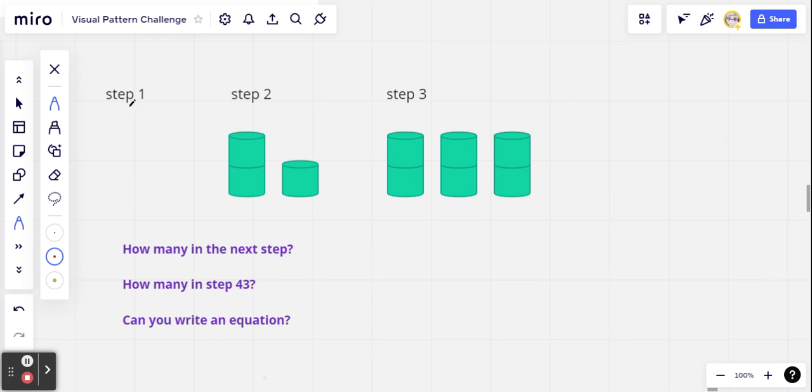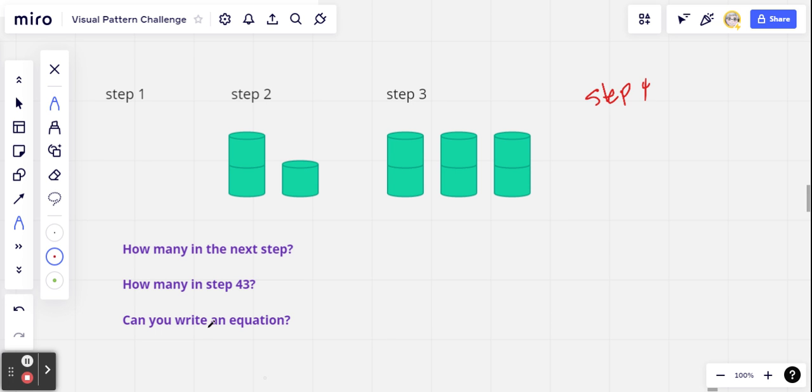Here's our pattern today. Here's step 1, which actually doesn't have anything in it. Here's step 2 and here's step 3. Your challenge is to predict the number of these green cylinders in step 4. If you can do that, can you predict the number in step 43? And can you write an equation that could be used to predict the number of cylinders in any step at all? So that's your challenge. If you'd like to accept it, pause the video and work it out.